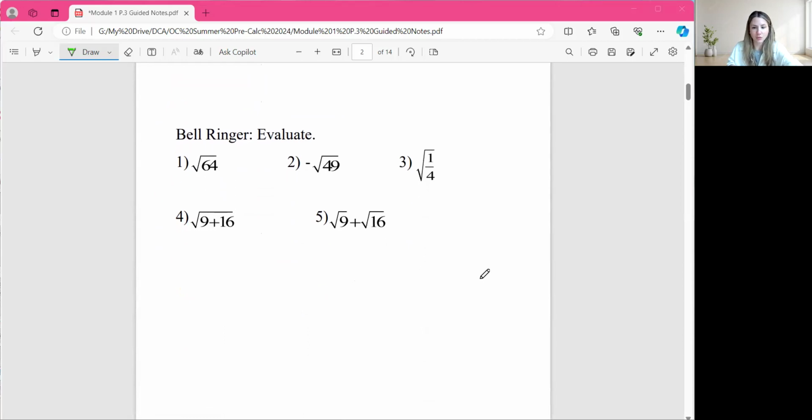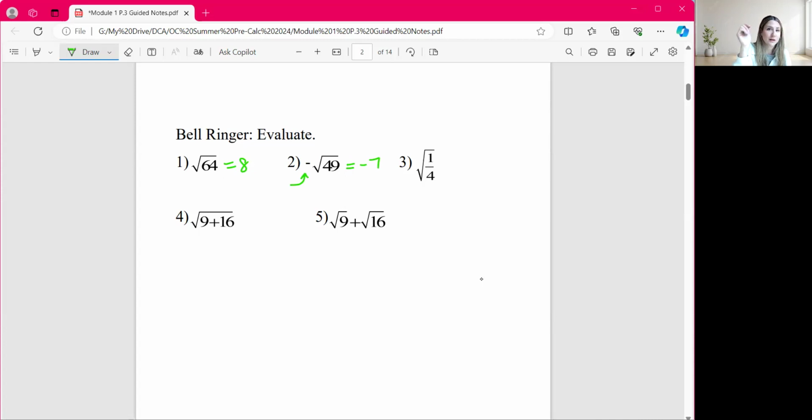And this is just a refresher on some things that really should be a good review. So square root of 64, hopefully we know that is 8. That's a perfect square. That's one that should be really fast. Number 2, a negative square root of 49. So square root of 49, we know that's going to be 7. And there's a negative in the front here, which is like multiplying this radical by negative 1. So our final answer is going to be negative 7.